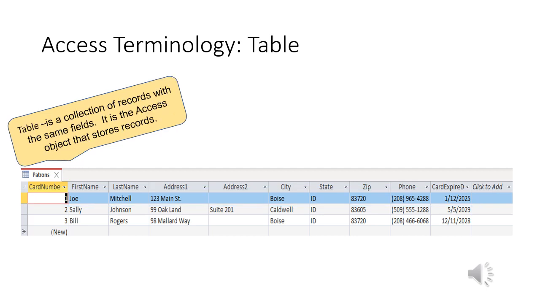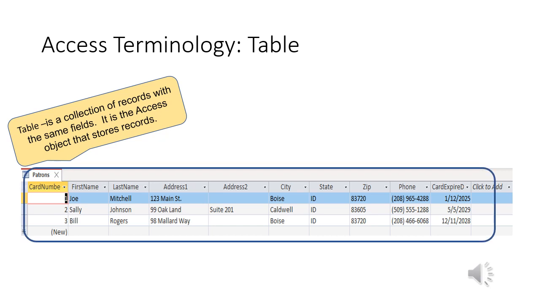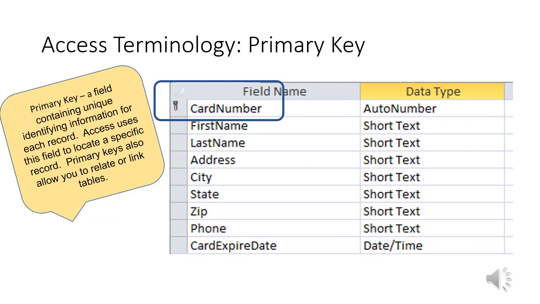We've talked about fields and records, but when you put multiple records together, you store them in an Access object called a table. A table is a collection of records with the same fields. Access has lots of objects, and we'll talk about those as we continue on. But the table is your primary object that you're always going to be working with. This slide is showing you a table in design view, where you can change the structure of the table, and we will cover that in future lessons.